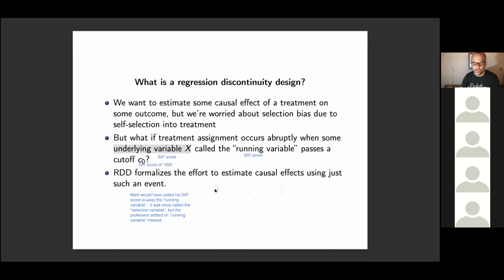Okay, so you got a couple of things. You've got running variables, X, SAT score. You got cutoffs, SAT equal 1200, all right? RDD formalizes those two pieces of information to estimate causal effects at SAT scores of 1200. Okay, now what you learn from it only applies to 1200, but nevertheless, that's what you're doing.